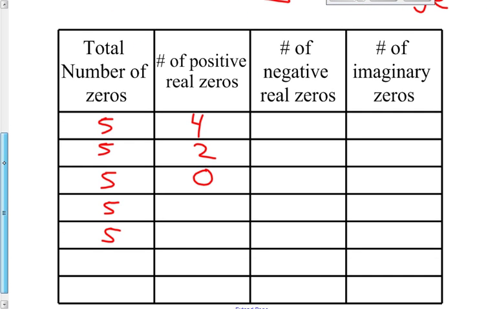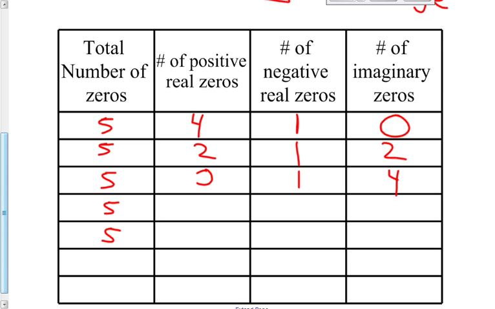So if I have 4 positive real zeros and 1 negative real zero, that doesn't leave any room for imaginary zeros, so I'm going to have 0 imaginary zeros in that row. If I have 2 positive real zeros, and I know I'm going to have 1 negative real zero, that leaves room for 2 other imaginary zeros. And the last one, if I have 0 positive real zeros, and I know I'm going to have 1 negative real zero, that means I'm going to have 4 imaginary zeros.